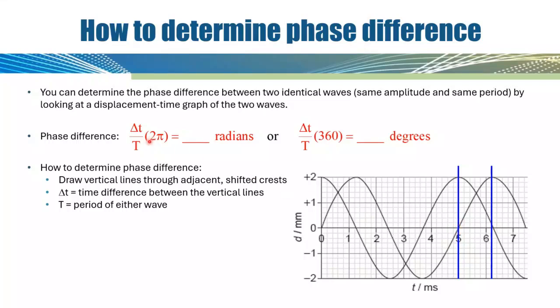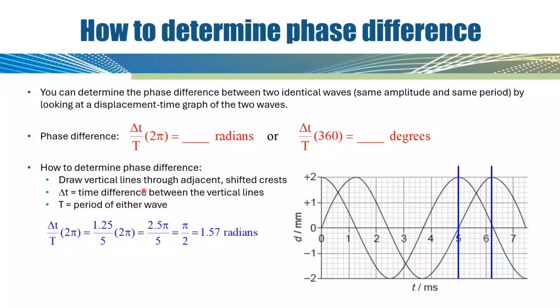So let's use this relationship to find the phase difference between these two waves in radians. Let's talk through it. Difference in time: if I go from 5 to roughly, it looks like 6.2, but really it's supposed to be 6.25. So 5 to 6.25 is going to be a time difference of 1.25. And we already said that the period was 5. We read that off this wave here.